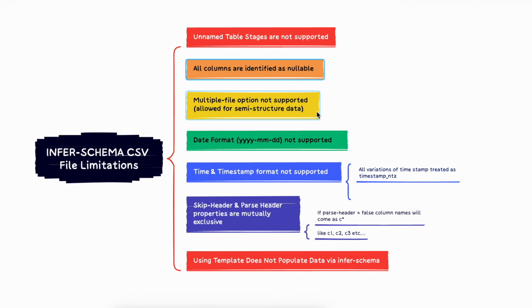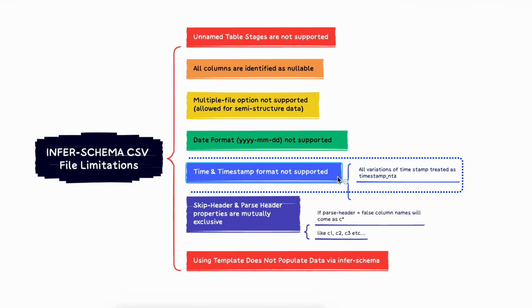Multiple file options are not supported. This support is applicable only for semi-structured data but not for CSV data. While parsing the data, Infer-Schema does not take any input where you can specify the date format. So date format is not supported. Likewise, time and timestamp formats are also not supported if they are different from the standard time or timestamp format. All variations of timestamp are treated as timestamp underscore no time zone.